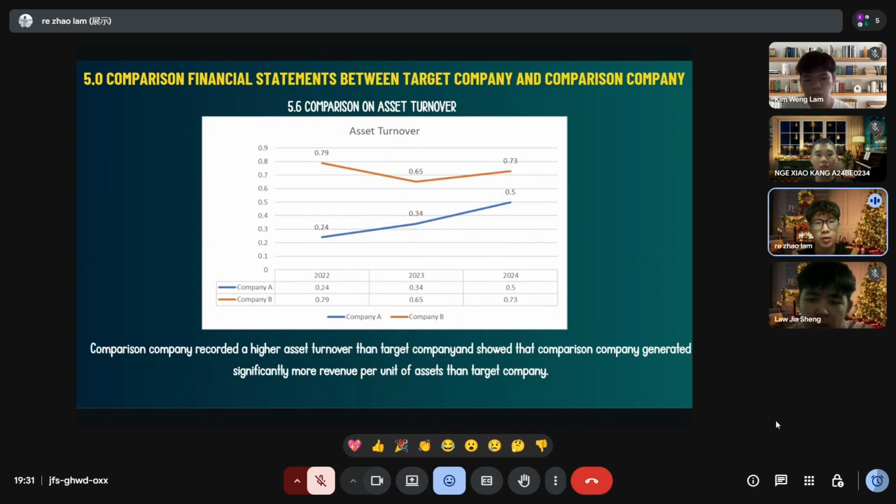Besides that, we also studied the comparison on asset turnover. The comparison company recorded a higher asset turnover than the target company, and showed that the comparison company generated significantly more revenue per unit of asset than the target company in the period.